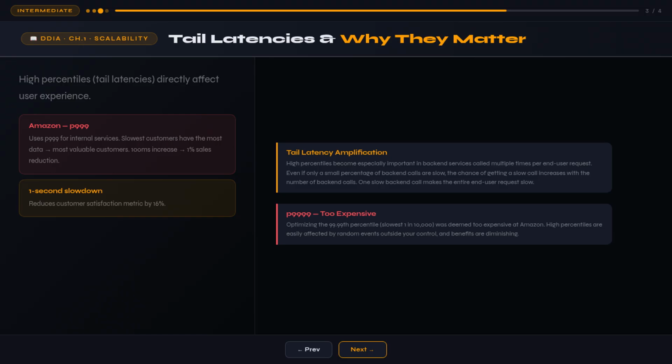But the median only tells you about the middle. What about the slow end? For that you look at higher percentiles. P95 means 95% of requests are faster than this value, and only 5% are slower. P99 means only 1% are slower. P999 means only 0.1%, 1 in 1,000, are slower. These high percentiles are called tail latencies. And they matter more than most engineers realize.